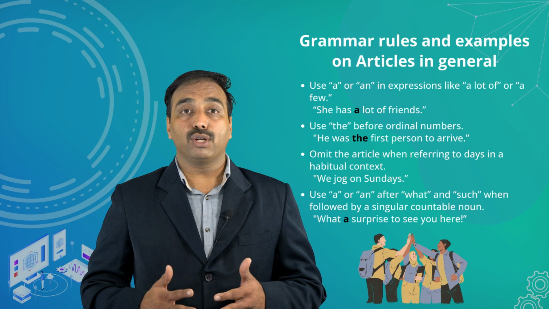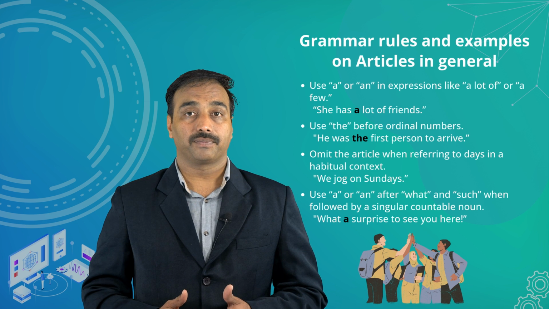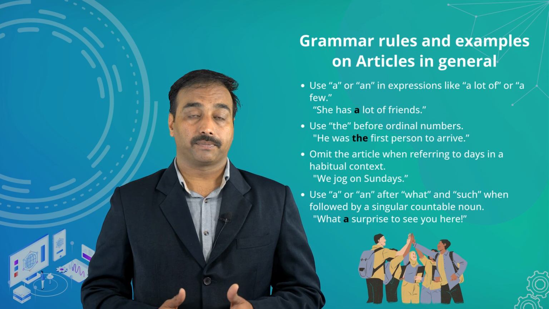Omit the article when referring to days in a habitual context. We jog on Sundays. This refers to a regular activity without specificity.